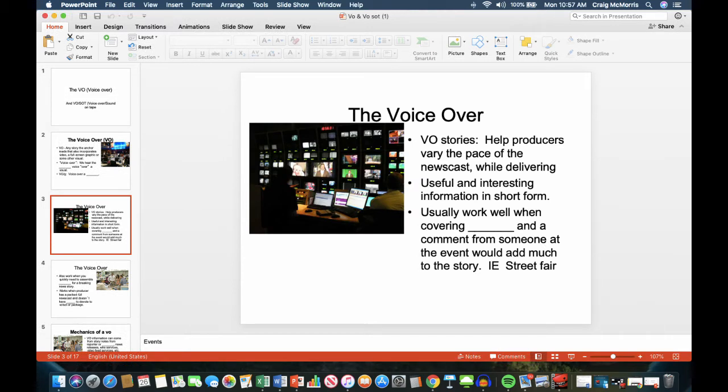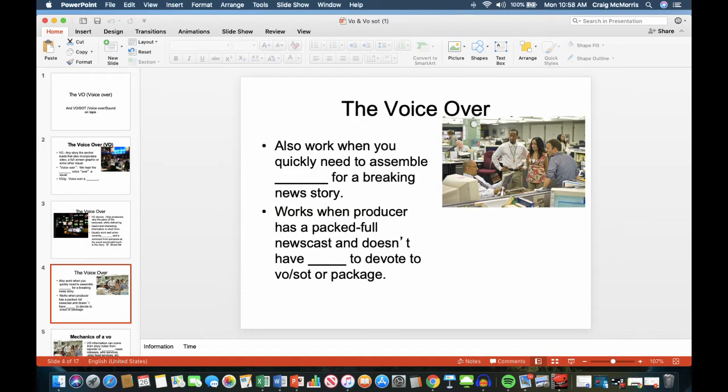The voiceover continuing. Now, VO stories help producers vary the pace of the newscast while delivering useful and interesting information in the short form. They usually work well when covering events, and a comment from someone at the event would add much more to the story. For example, a street fair.